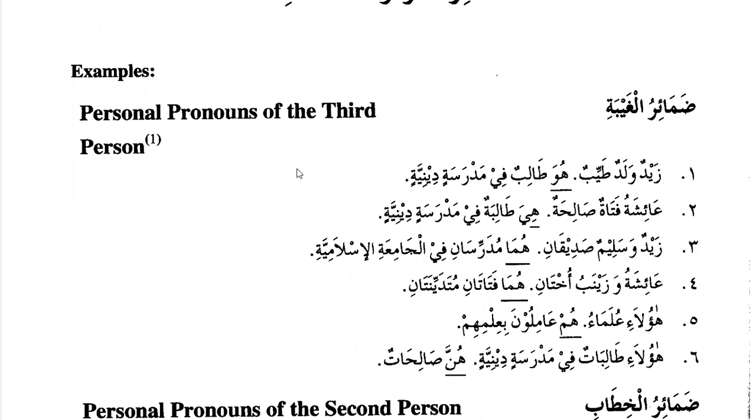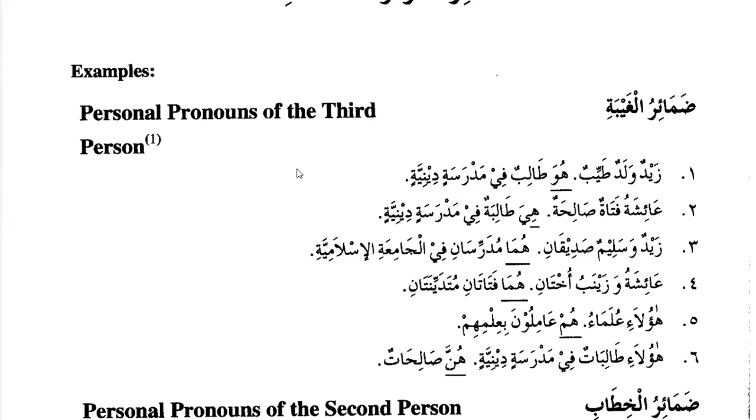Huwa talibun fi madrasatin diniyyatin. He is a student in a religious school. Oh, diniyya. Oh, okay. I thought it was a place, a religious school. Okay. Aishatu fatatun salihatun. Aisha is a righteous girl. Hiya talibatun fi madrasatin diniyyah. She is a student in the religious school.